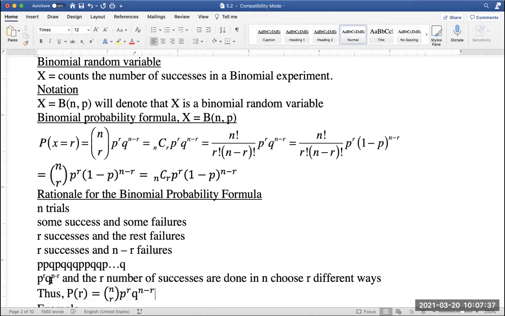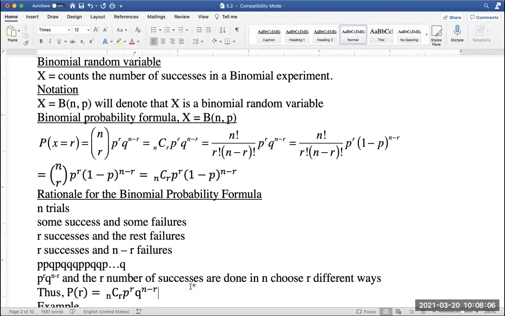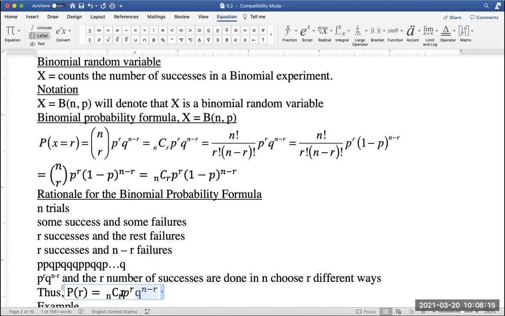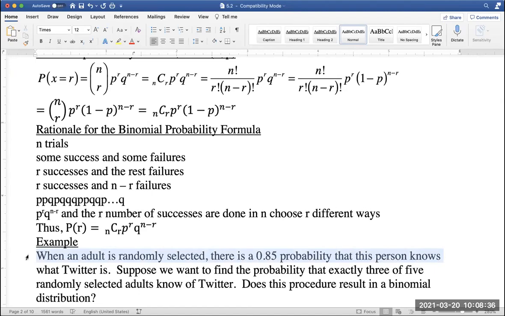It's P to the R, Q to the N minus R, times how many different ways I can do that, which is NCR. So that's the number of different ways I can do it. I have R successes, I have N minus R failures, and I can do this number of successes in NCR differing ways. Therefore, that's the probability of having R successes.